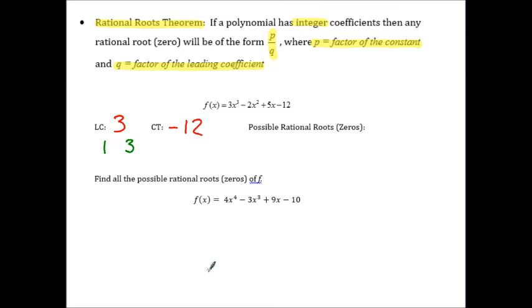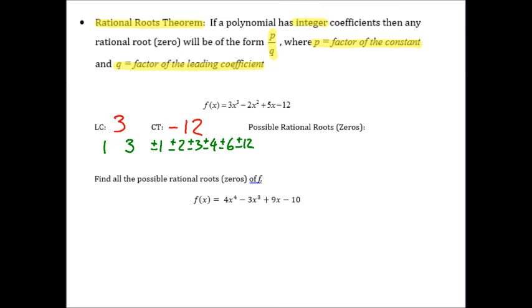And the constant has a few more, starting with 1, and we're going to make that positive and negative 1 because the constant is a negative number. Positive and negative 2, positive and negative 3, positive and negative 4, positive and negative 6, and positive and negative 12. So what the rational roots theorem says now is that the possible rational roots of this polynomial are going to be quotients of the factors of the constant over the factors of the leading coefficient.